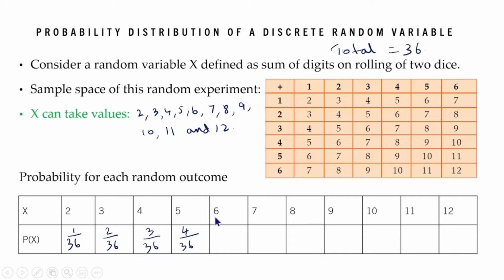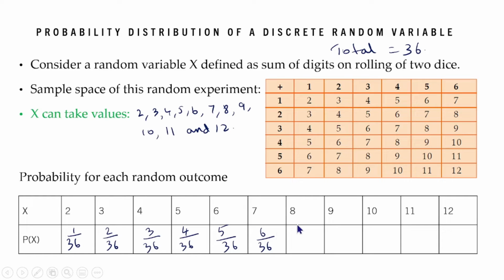Then the next one is probability of x is equal to 6. Here these are the cases for getting a 6. So, the number of favorable outcomes is 1, 2, 3, 4 and 5. So, probability is number of favorable outcomes divided by total number of outcomes. So, it is 5 upon 36. Then probability of x is equal to 7. Number of favorable outcomes is 1, 2, 3, 4, 5, 6. So, it is 6 by 36.